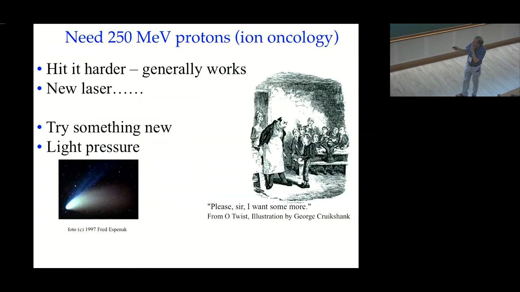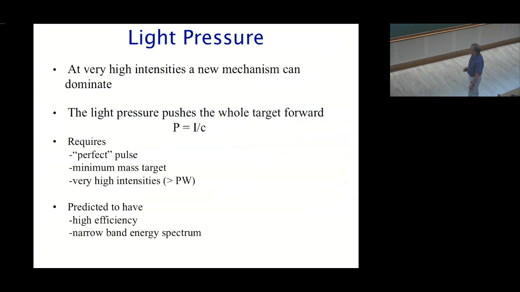This is something he gave me. We need about 250 MeV protons for useful medical applications like ion oncology, and a number of people in the UK are working on this at the moment, also in America and also in Europe. And how do you get there? Well, hit it harder generally works. Maybe you need a new laser, try something new, light pressure. So people like Alex Robinson have been looking at light pressure.